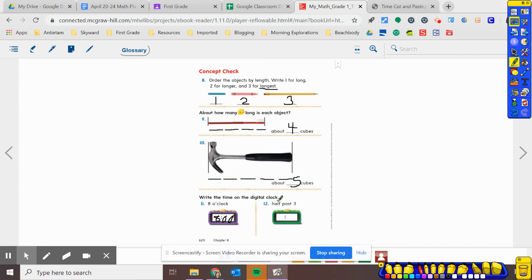Number 12 says 3:30. Go ahead and try that one on your own too. Pause and then unpause when you're ready. All right, let's see how you did. 3:30. Now 3 is my hour, so I'm going to write that in my hour spot. And then half past, well, I have to remember a half hour is 30 minutes. So that is 3:30. So go ahead and write that in your spot.